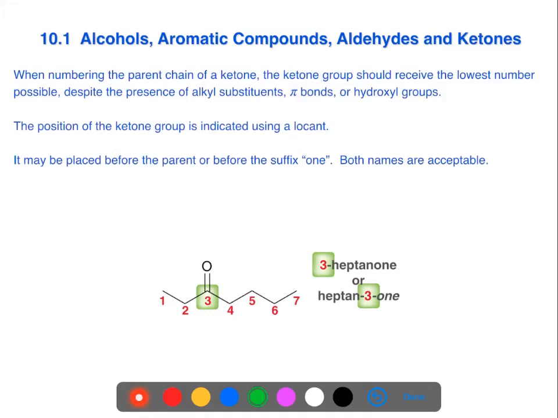And similar to what we saw for aldehydes, when we're numbering that parent chain, we're going to give the ketone group the lowest possible locant, despite the presence of any alkyl groups, halo groups, pi bonds, or hydroxyl groups. And so long as the ketone group is given the lowest possible locant, then that will set the numbering for the parent, and then you can use locants to describe the position of any other groups or pi bonds.